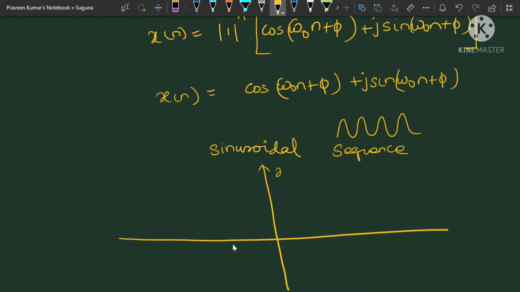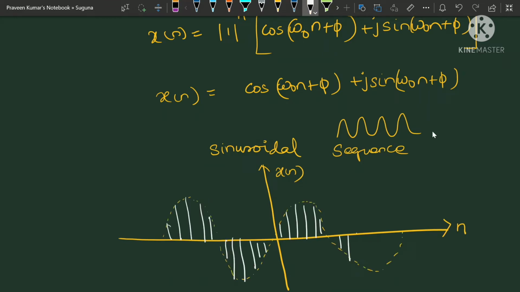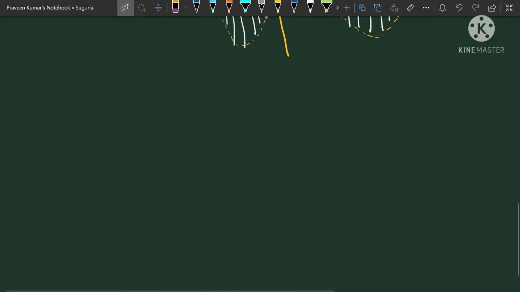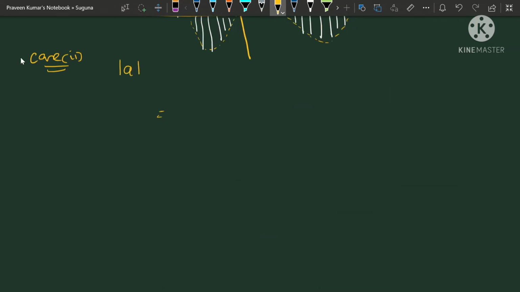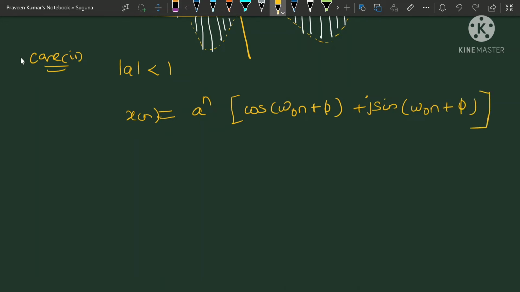So the waveform is, this is x of n, this is n, okay. So this is the sinusoidal sequence with angular frequency omega and phase angle phi, okay. So next, case 2, modulus of a less than 1, okay. Our x of n becomes, x of n is equal to a power n cos omega naught n plus phi plus j sin omega naught n plus phi. So we already know that for real exponential sequence a power n, we have the case 0 less than a less than 1.